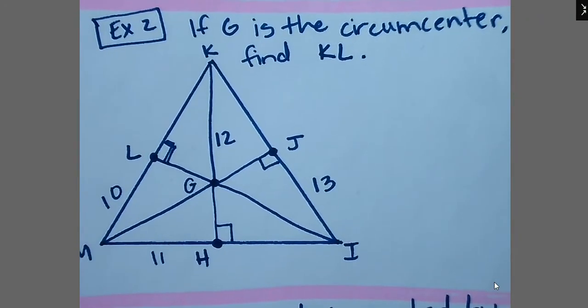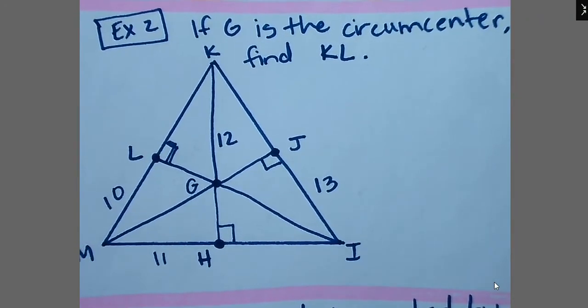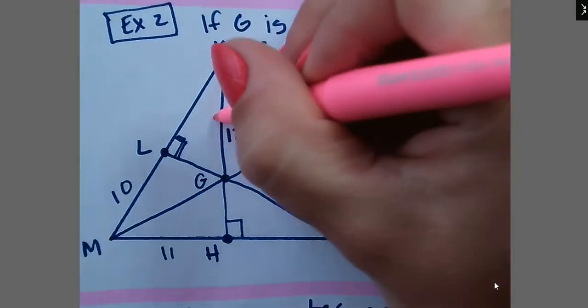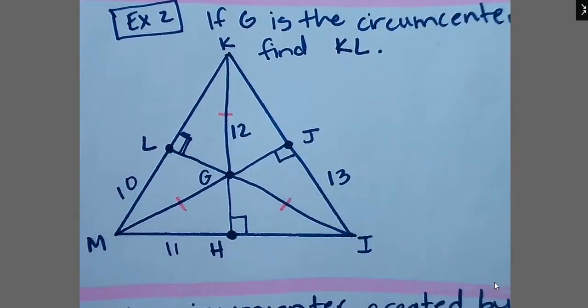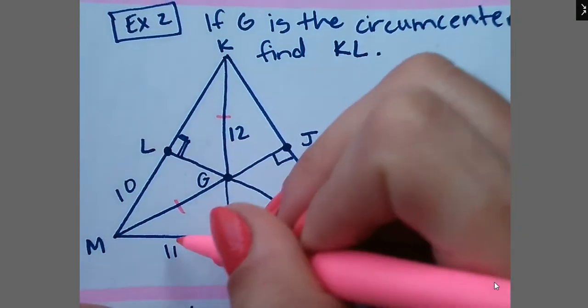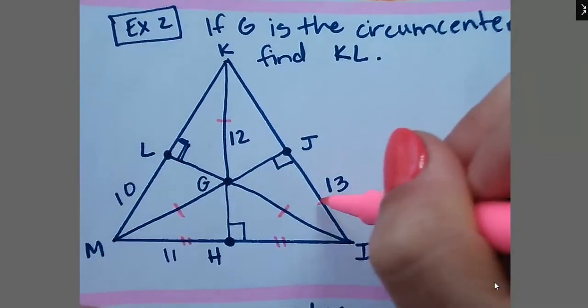If G is the circumcenter, find KL. Okay, so the first thing I'm going to do is just mark all the things that I know to be true. First thing, I know that all of these segments are going to be the same. So those are the distance to the vertices. I also know that these things are going to be congruent to each other.